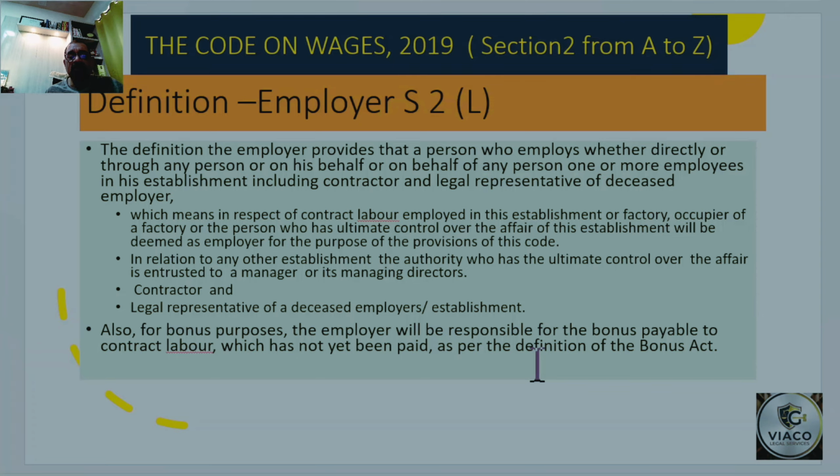is having ultimate control over the affair of the establishment, the person who employed for the purpose of controlling this action, and who is having the authority, ultimate control, affair is entrusted to a manager, okay, or its managing director, can be a contractor, he can be a legal representative of the deceased employer establishments. For the bonus purpose, the employer will be responsible for the bonus payable to the contract labor which has not yet been paid as per the definition of the Bonus Act.